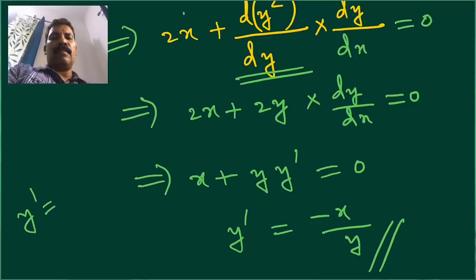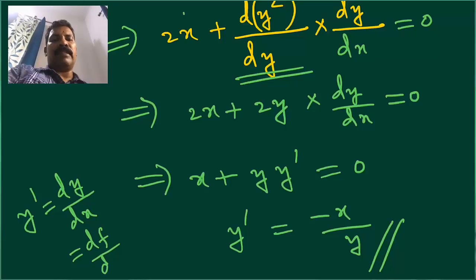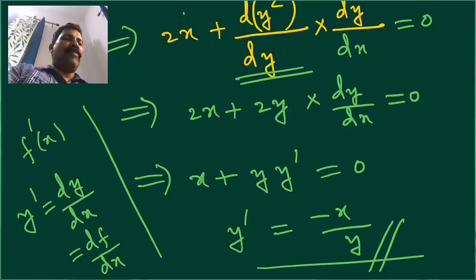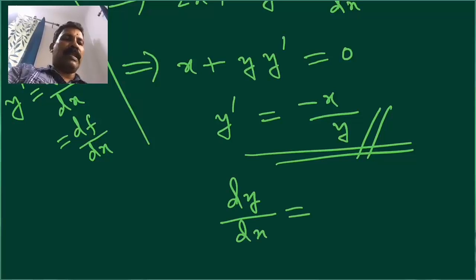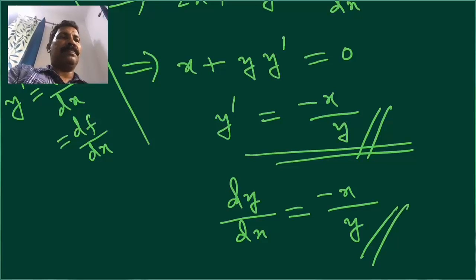y dash means nothing but the derivative of y with respect to x, or we can write derivative of f with respect to x. That's why we are writing f dash x. So remember it. In this way we can find the required derivative of y with respect to x, which is nothing but negative x by y. That's all.